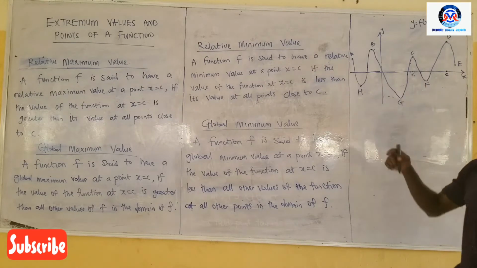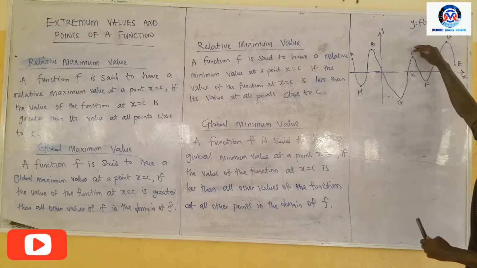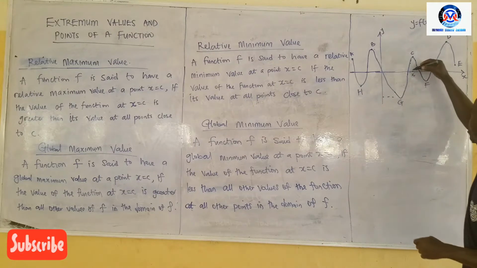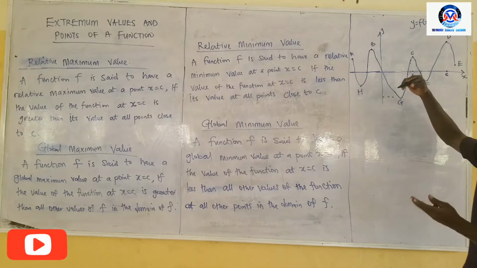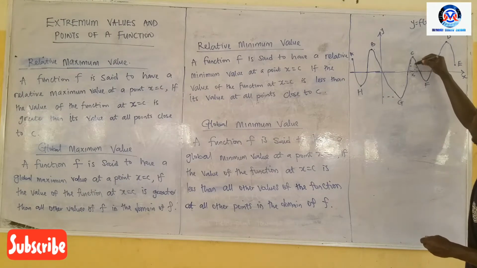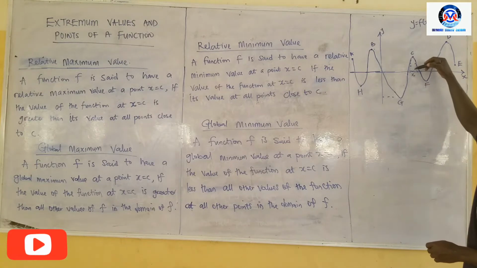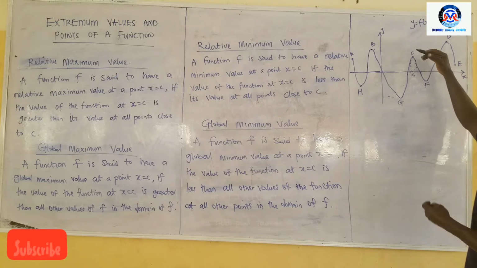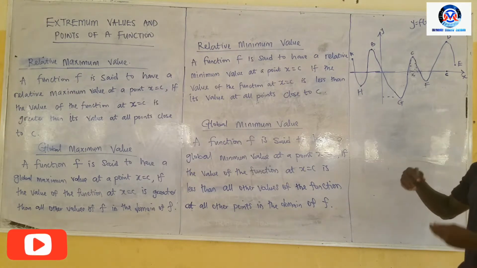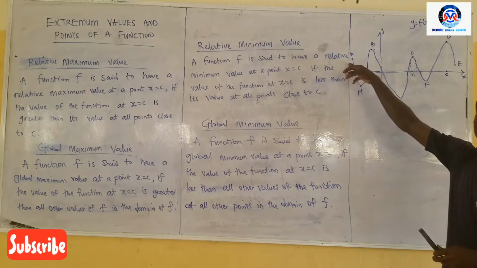The evaluation of the function at the point x equals x naught will have the highest value. It will be higher than the evaluation at points closer to x naught. If you evaluate the function at a point closer to x naught, it will be somewhere at this place. There will never be as high as C. It is only at the point x equals x naught that you have the highest value. That is why we call C the relative maximum point. The same thing applies to B and to the point A.